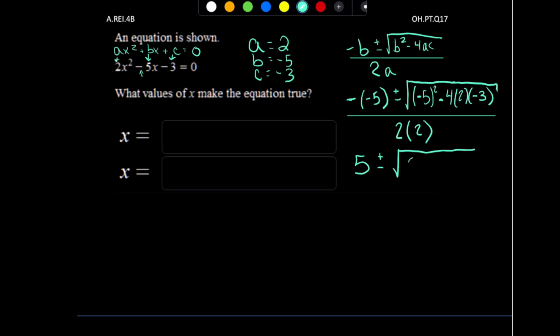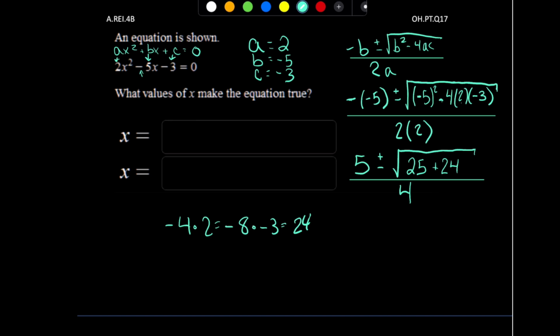-5 squared would be +25. -4 times 2 would be -8. -8 times -3 would be +24. Okay? So -4 times 2 is -8, times -3 equals 24, so that we can try to follow along with that. All over 2 times 2 is 4.